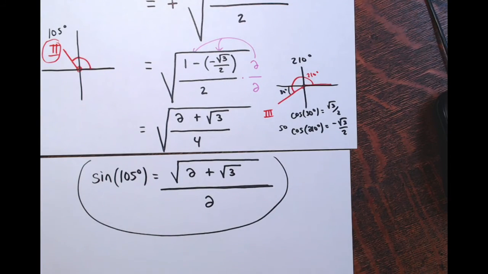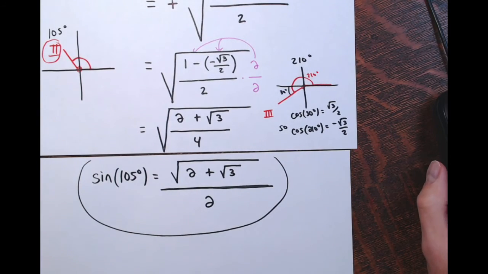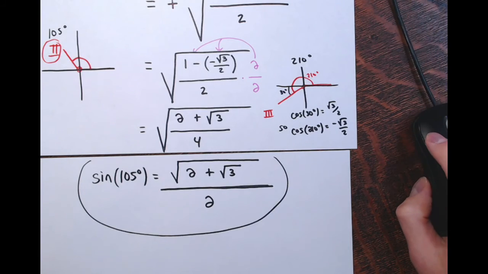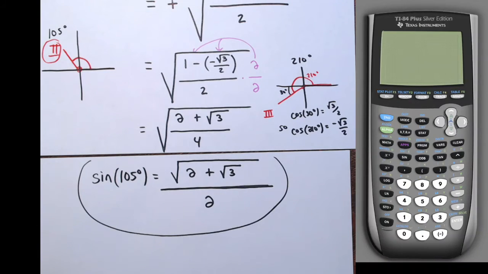And let's double check this. I'm going to use my calculator to verify that I have done well. So I'll pull the calculator up. Now this is degrees, right? So I'm going to make sure I'm in degree mode when I enter stuff. So I hit the mode button, make sure I'm in degree mode. All right, so I'll punch in the sine of 105 degrees. And you're seeing the sine of 105 degrees is 0.9659258263, and so on.